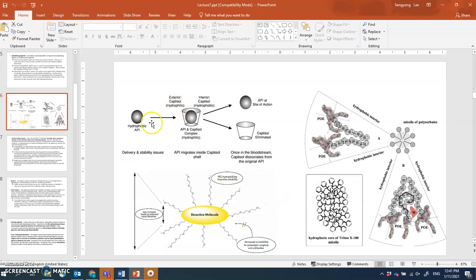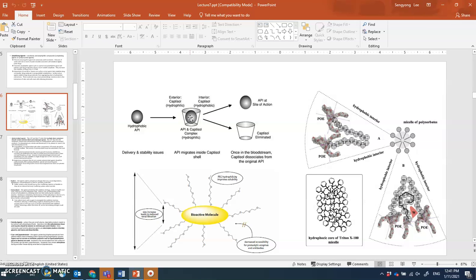So Captisol, if this is your API molecule, let's say this is a hydrophobic molecule, then Captisol will have a hydrophobic structure that will interact with your drug, but the outside of the Captisol itself will be hydrophilic. So it's the amphiphilic nature is what that means. One side is hydrophobic, which can interact with your drug molecule, but the opposite side is hydrophilic, which will interact with the solvent, the water. So it's forming a kind of protective layer. So then your API can be stably delivered into a patient's body.